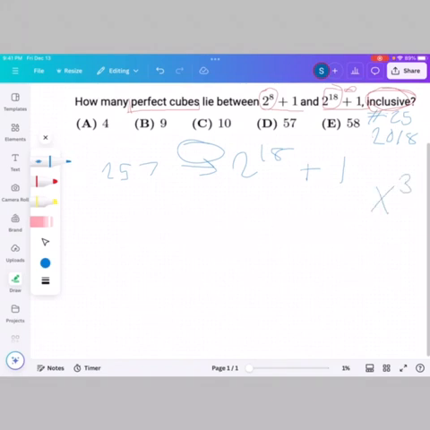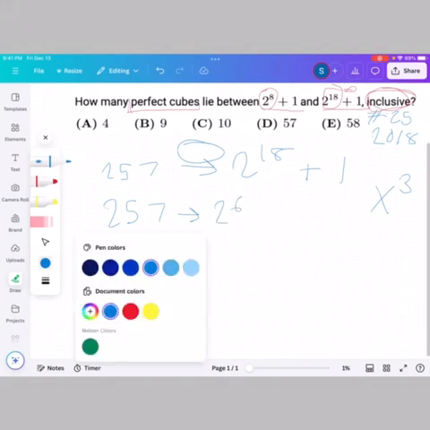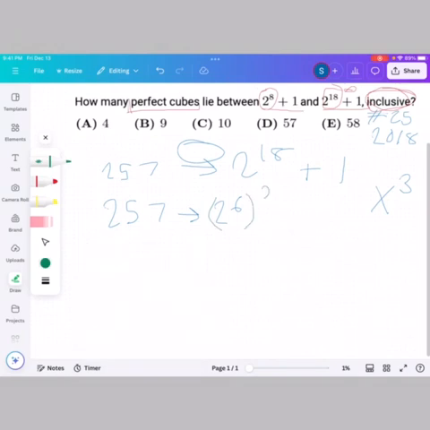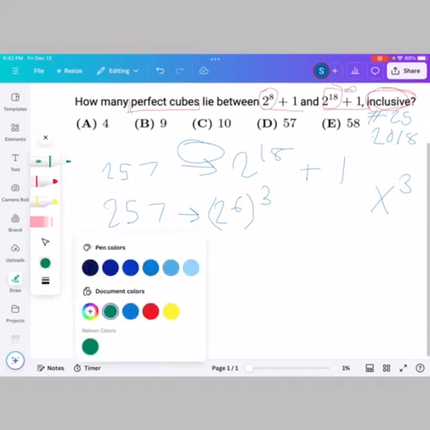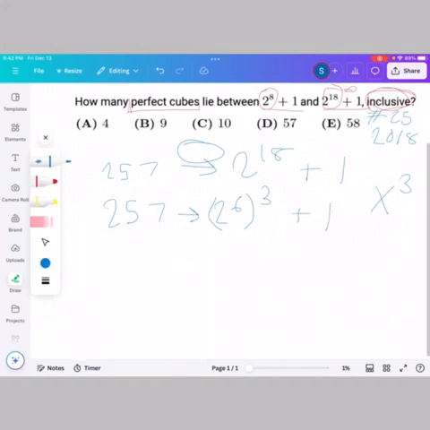So the key thing we should do here is rewrite this 2 to the power of 18 as 2 to the power of 6, to the power of 3, or cubed. So this essentially itself is going to be a perfect cube, right? And we need to remember to keep the plus 1. Okay, so now we just need to find the perfect cube that's closest to 257.